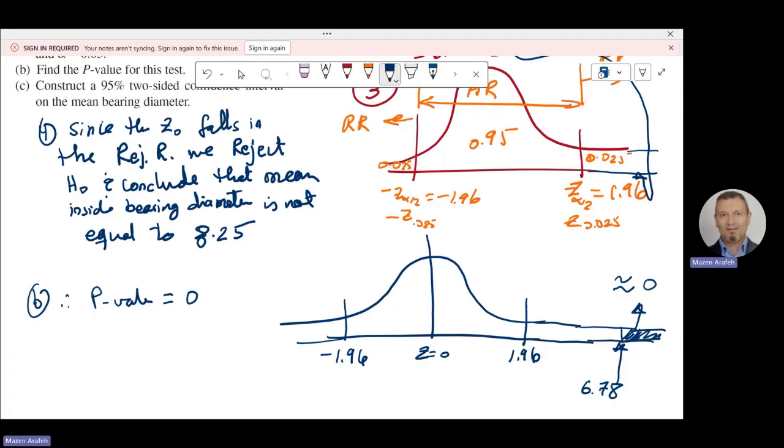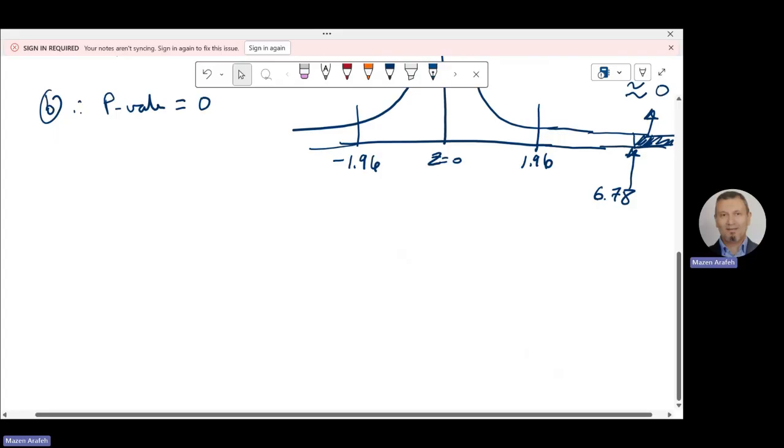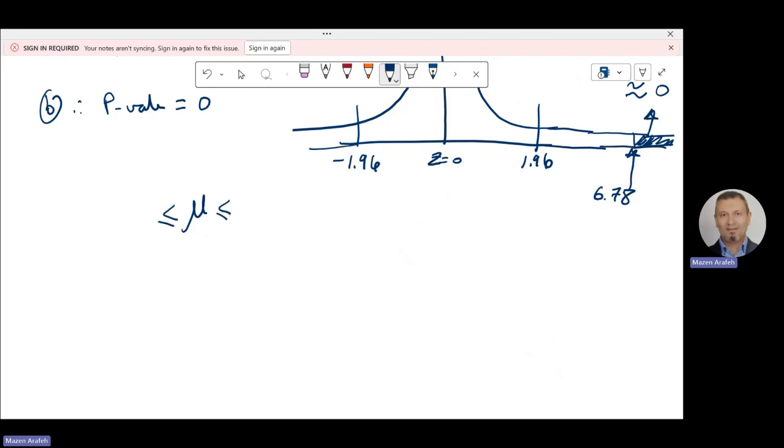Now part C, to construct the 95% two-sided confidence interval on the mean bearing diameter, since again the standard deviation is known, we have mu between x bar minus z alpha over 2 times sigma divided by square root of n, and on the other side x bar plus z alpha over 2 times sigma divided by square root of n.